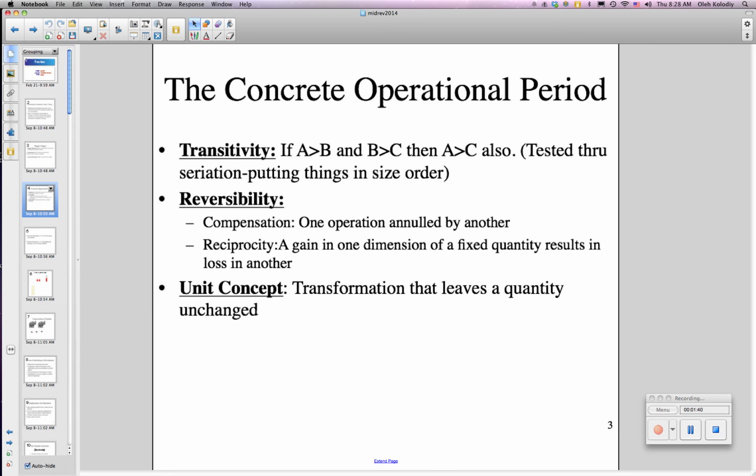As an example of the concrete operational stage, children cannot put things in order. And this is because of the missing operation of transitivity. Mathematically, that would be if A is bigger than B and B is bigger than C, this implies that A is also bigger than C. But this involves basically putting things in serial order from smallest to largest. And they also cannot reverse operations. One operation cannot be annulled by another.